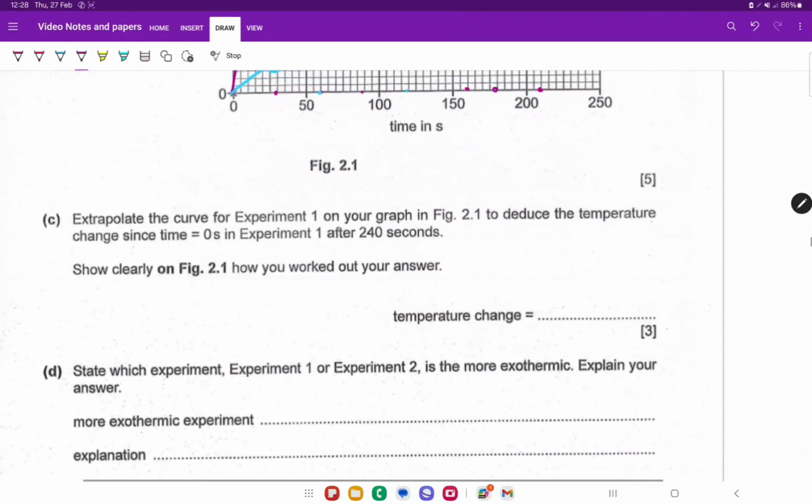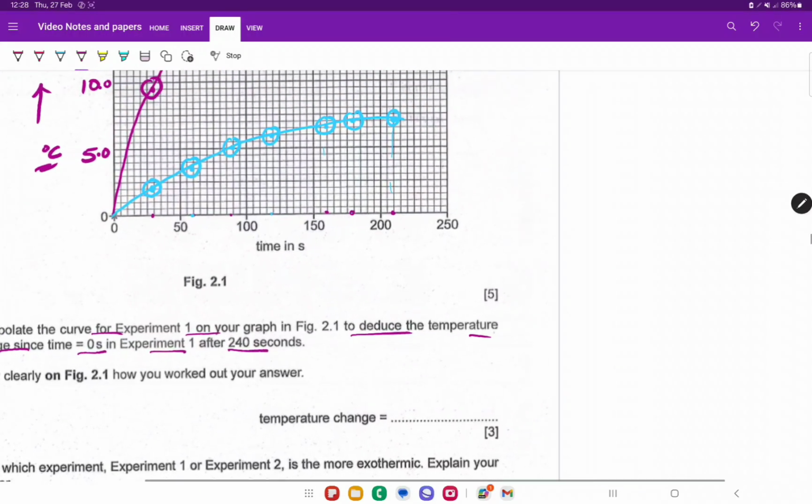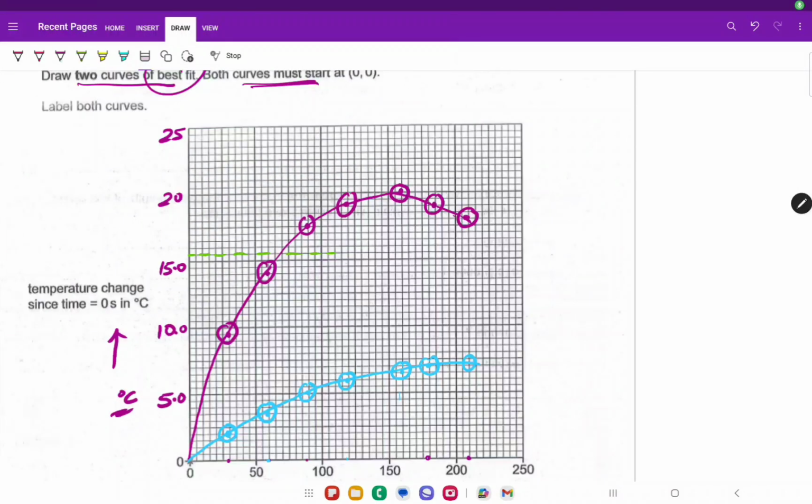Now C part of the question is extrapolate the curve for temperature 1 on your graph to deduce the temperature change since time t equals 0, experiment 1, after 240 seconds. Now if I want to extrapolate this curve at 240 seconds, then I have to go straight down, and I'm extrapolating from this point using another color. This will give an extrapolation of the curve.